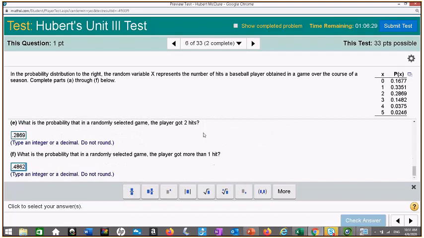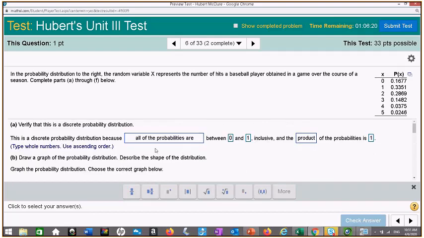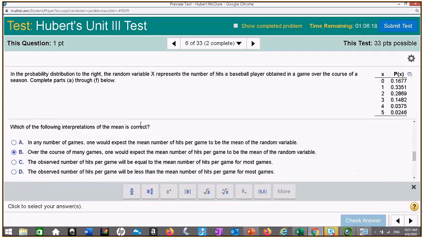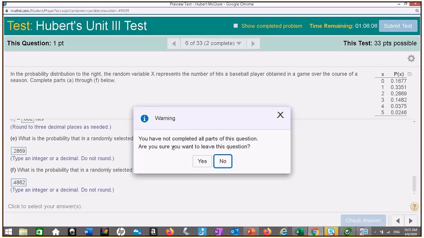Why isn't it asking me to check answer? Did I not answer everything? It's supposed to let me check the answer. Oh well, next. Okay, somebody tell me what I hadn't completed.